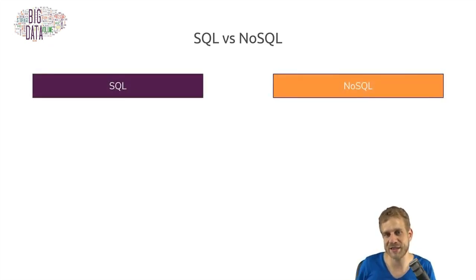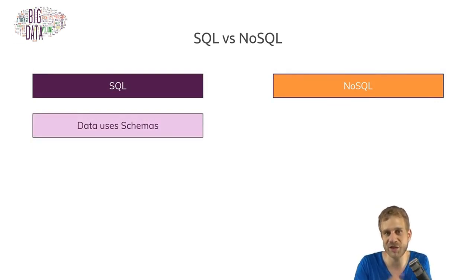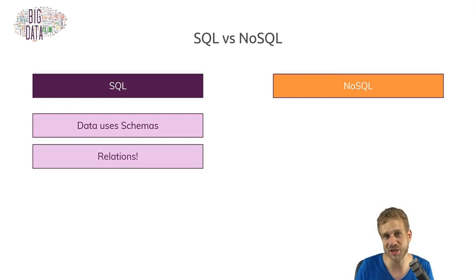Each solution has its strengths. SQL, for example, uses schemas, and that can be both an advantage or a disadvantage. It's a disadvantage if you want to be flexible about the data, but it's an advantage if you want to have that predictable layout. The relations also can be a huge advantage. If you have data, like say products and users, and they are changed frequently, then it might be worse to update them in multiple collections in the NoSQL world.